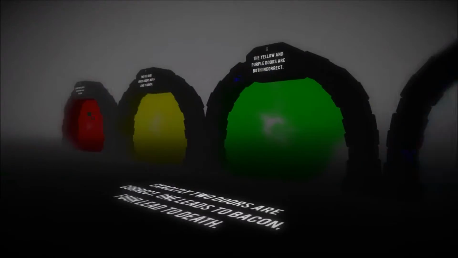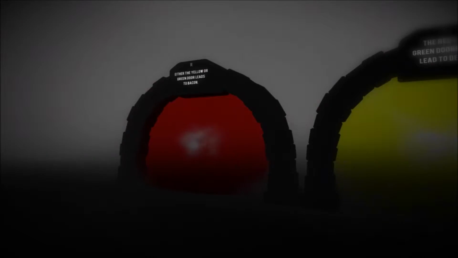The door that leads to bacon is also correct. The red door leads to bacon. Either the yellow or green doors lead to bacon.